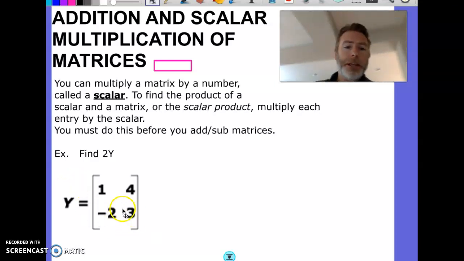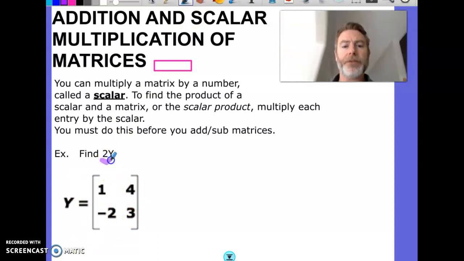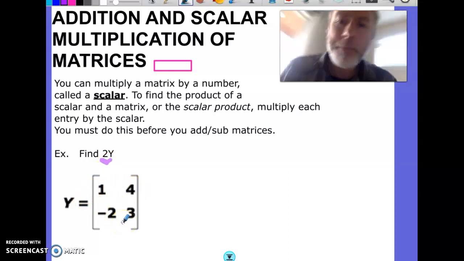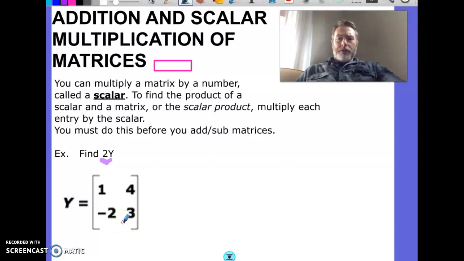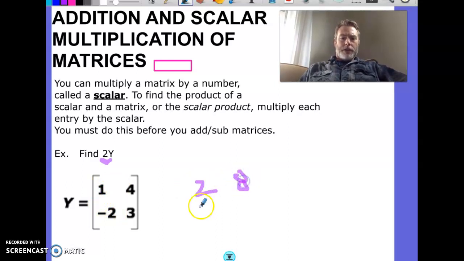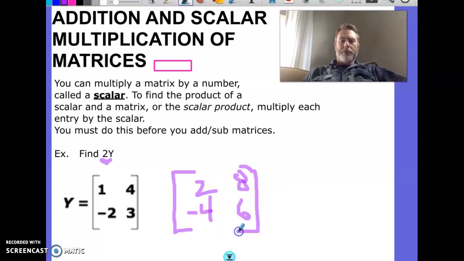So anyways, here's what we do. We take this matrix, we multiply everything by the number in front of it. When we say everything, we mean all the entries or all the elements. So we're going to multiply 1, 4, -2, and 3 by 2. So multiply each one. And notice, you guys, same dimensions, doesn't change the dimensions at all. When we multiply by a scalar, it preserves the dimensions. All you do is you multiply all of the entries by it.